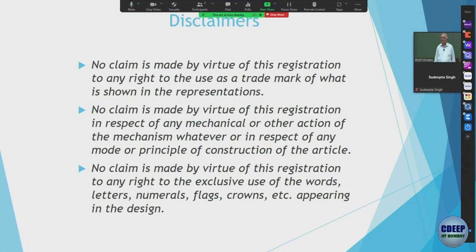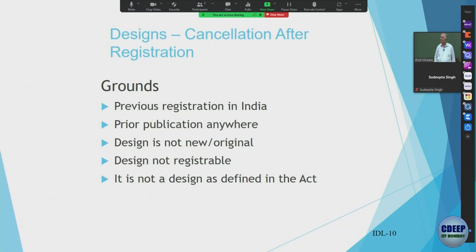Again, disclaimer, it is not a part of a trademark, no functional aspects. And no protection of any words, letters, numerical flags. A design once obtained can also be cancelled. If it was previously registered or published anywhere else, it is not new or original, it is not registrable. If it is not defined as a design under the Act, or if it contains obscene material, it is not registrable. So, all the exemptions apply.